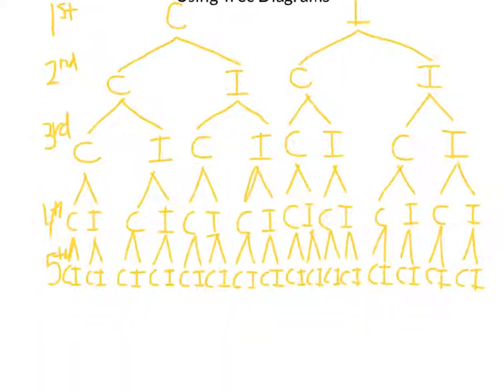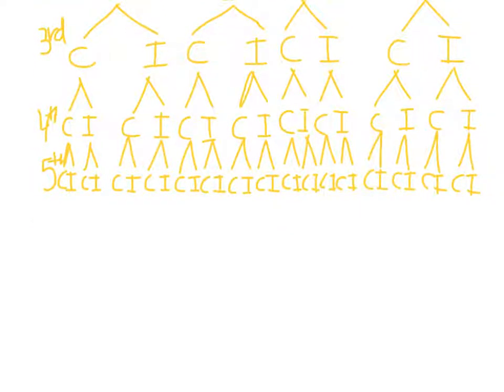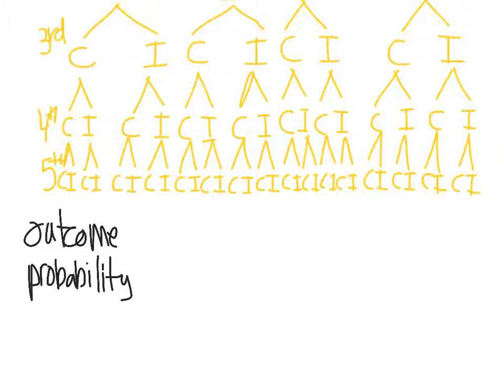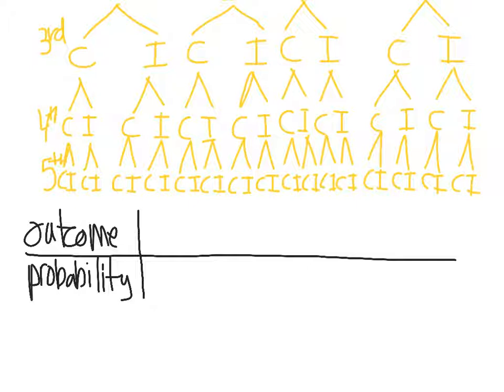Alright, so the probability model for this one would not be correct and incorrect. We do want our outcome and probability. Since we're focusing on correct, we're going to go with 5 correct. You could even start with 0. Let's do it that way. So 0 correct, 1 correct, 2 correct, 3 correct, 4 correct, and all 5 correct.